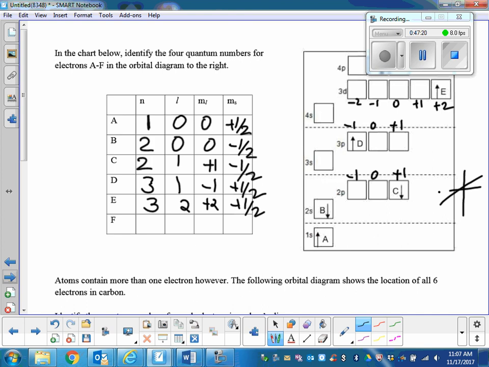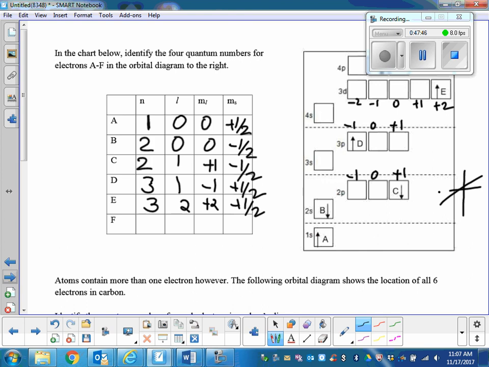Why is L 2 for d? L depends on N, correct? Whenever the orbital is s, L equals 0. Whenever the orbital is p, L equals 1. I said d equals 2. Alright? Yes, John.